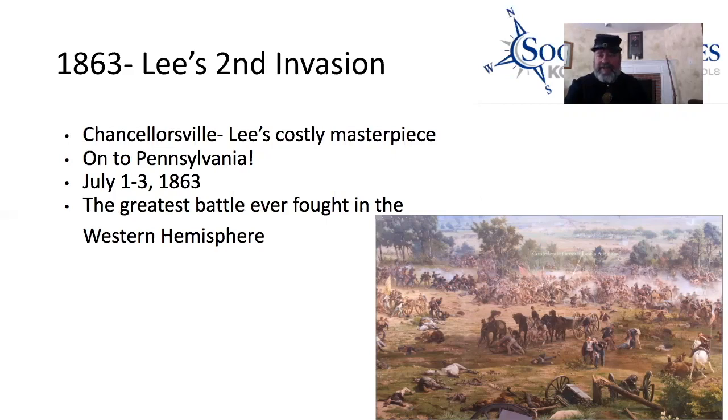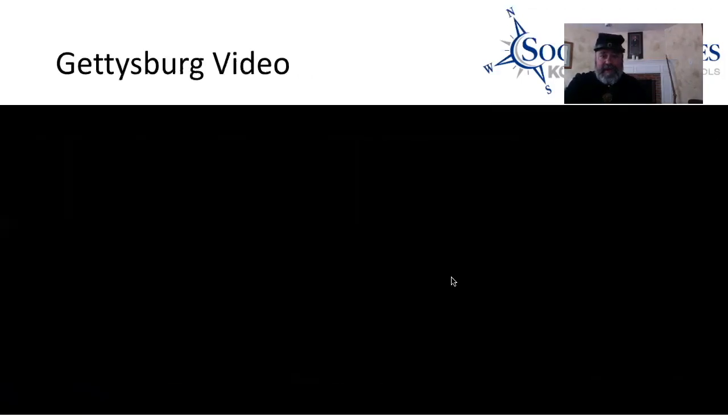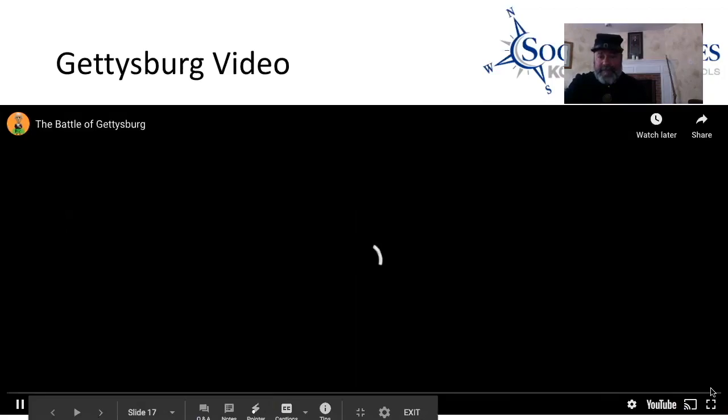The Union commander Hooker is fired, and he is replaced by a Pennsylvania general named George Meade just a couple of days prior to the fighting. And so both armies meander up into Pennsylvania, and they bump into each other in a sleepy little town in south central Pennsylvania called Gettysburg. And on July 1st, they start shooting at each other. Upwards of 160,000 men hear the firing, and unlike you and I, who would run from gunfire, they run to it. And so we have the greatest battle ever fought in the Western Hemisphere. And again, I have a very short video describing the Battle of Gettysburg for you to watch.